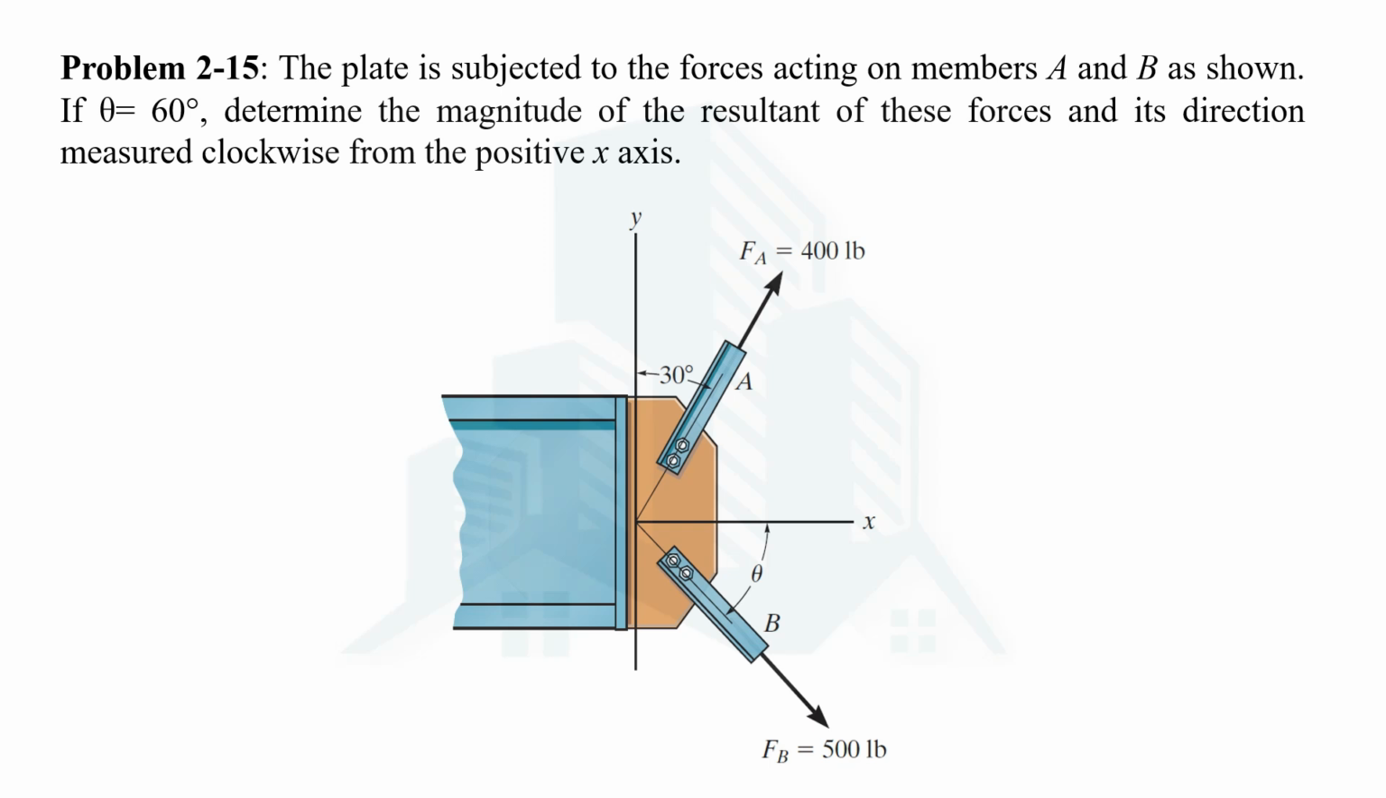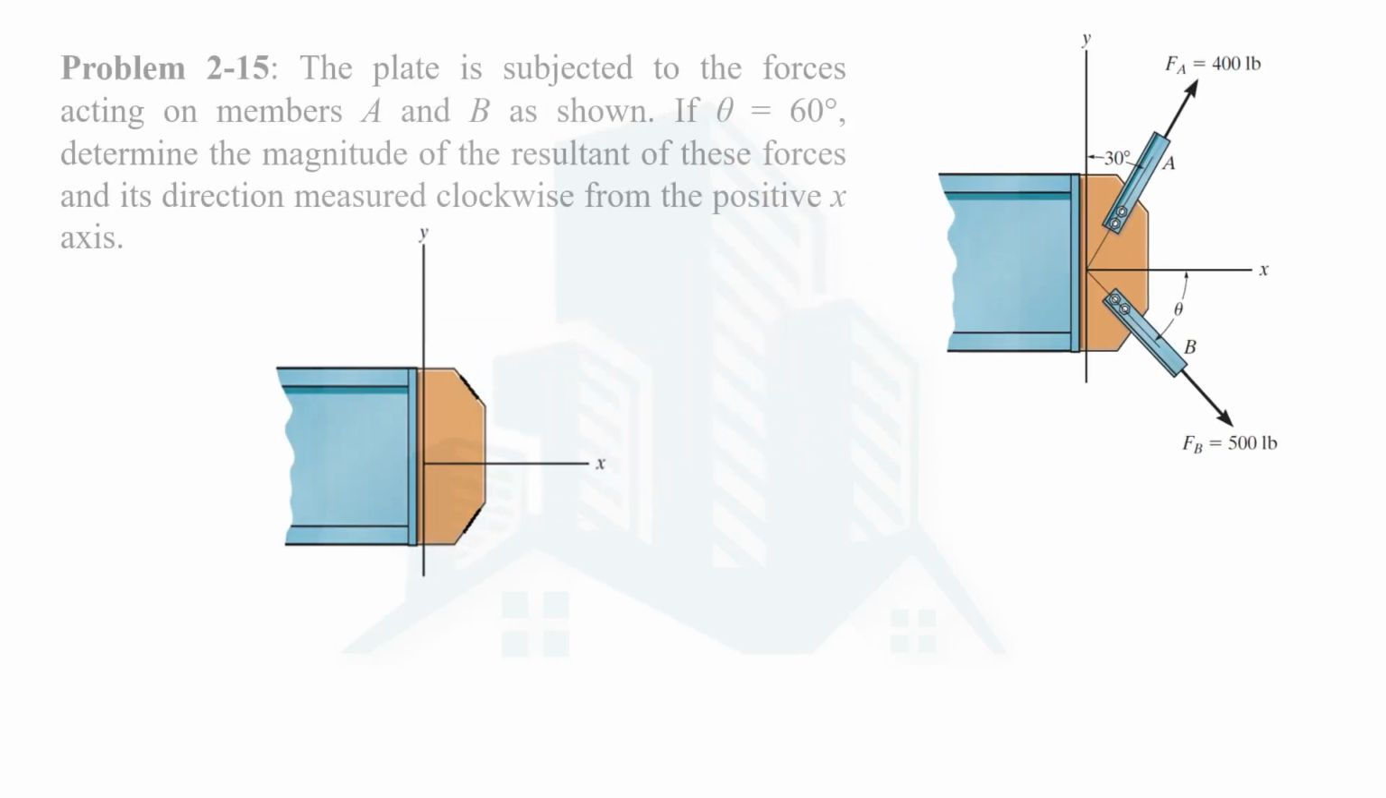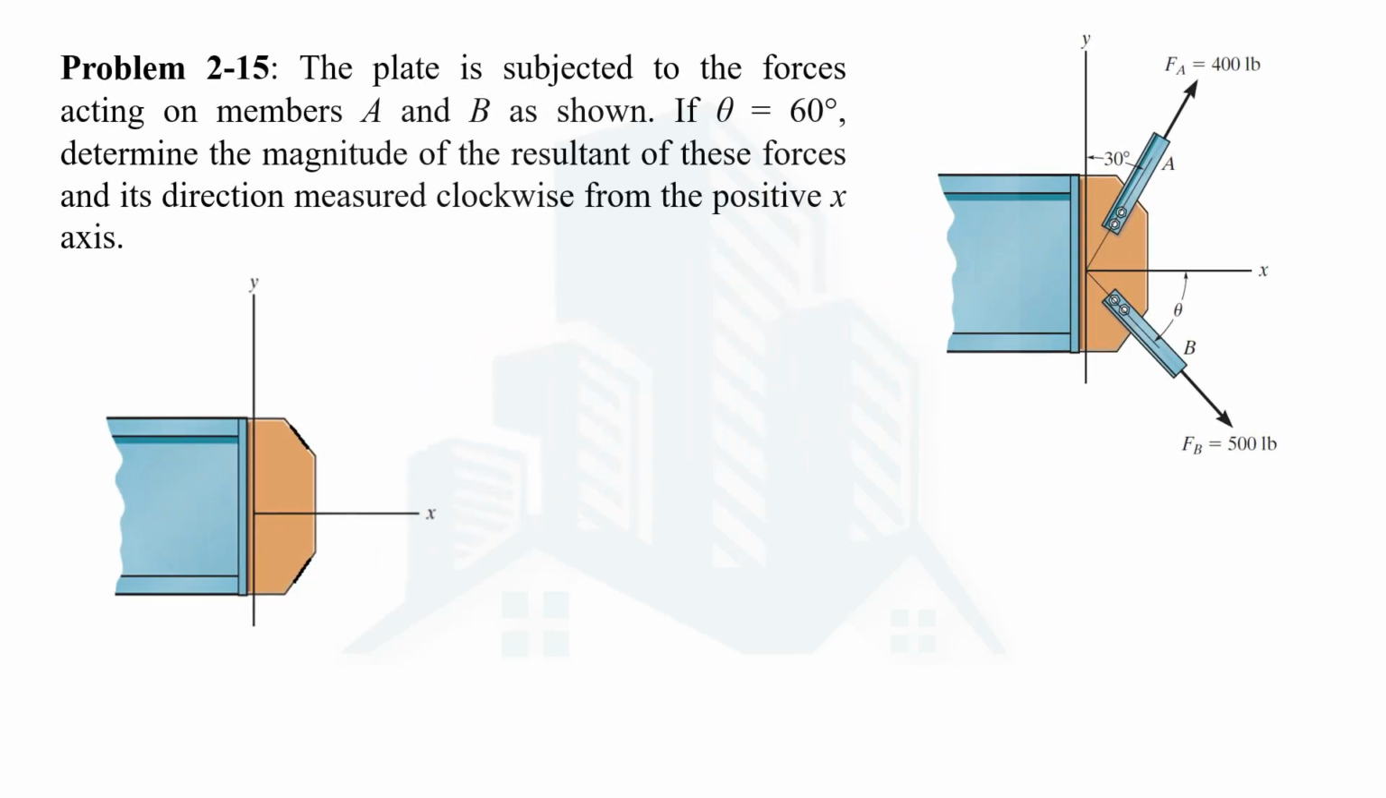We are being asked to determine the magnitude of the resultant of these forces, and also its direction measured clockwise from the positive x-axis. It's quite straightforward. I don't think it's much different from the one that we have solved before. Let's dive into it. So let's first consider the plate on which these forces are acting.